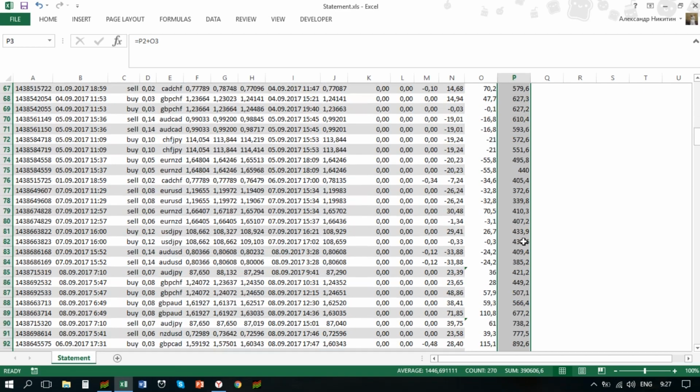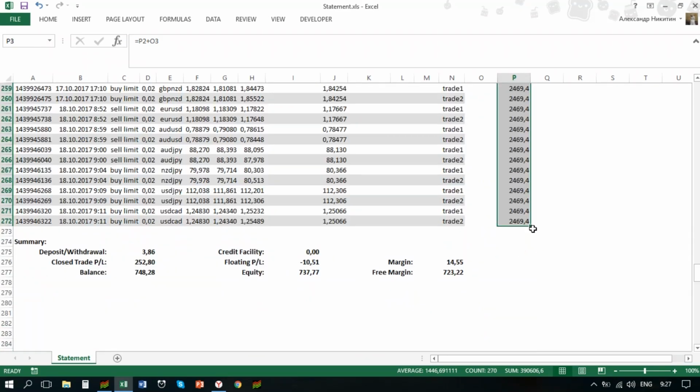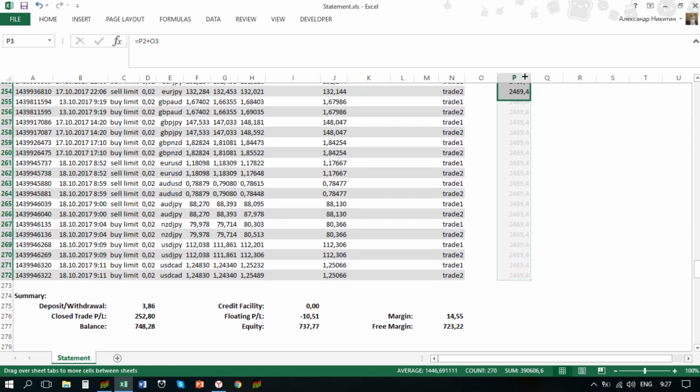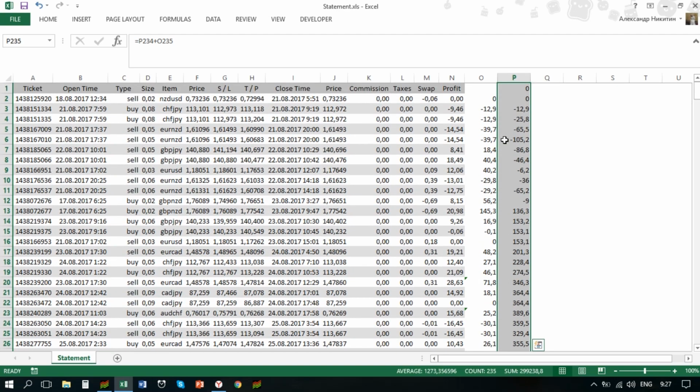Double click on that to stretch this formula till the end. Oh, no, I don't want it to be stretched that much. Let me stop it here. Okay, the total amount of pips generated is 2,469 pips with this strategy starting from the 21st of August. It is almost 2 months, not yet, but still almost 2 months. On the 21st of October it will be 2 months strict.